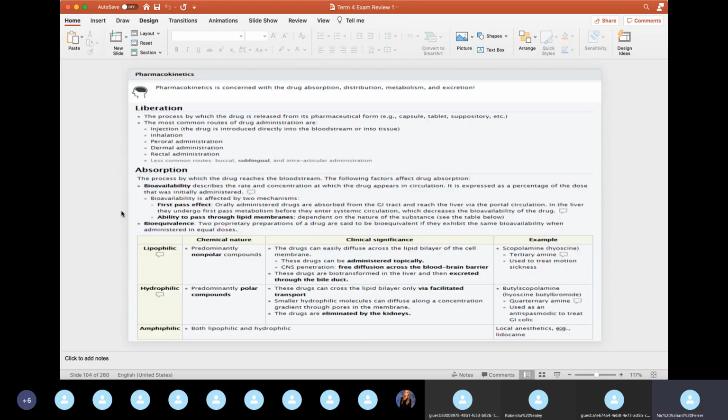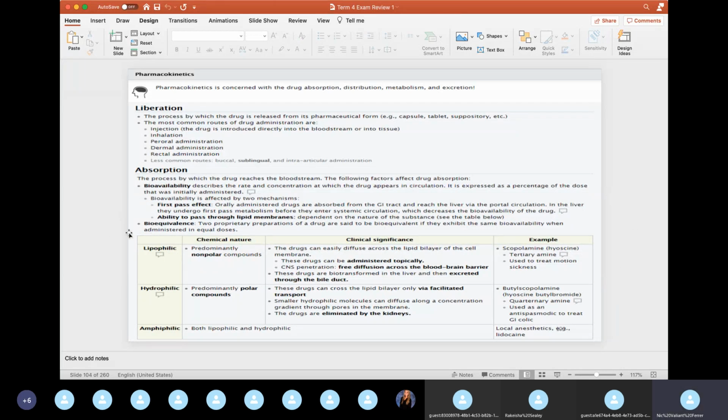So, pharmacokinetics is concerned with your drug absorption, distribution, metabolism, and excretion. So don't forget, lipophilic drugs, they can just go into the cell membrane. The hydrophilic drug, it needs a transporter. They need a facilitated transport. They need proteins to transport them inside the cell. Amphiphilic drugs are very unique because they're both lipophilic and hydrophilic. Example, your local anesthetics, your lidocaine.